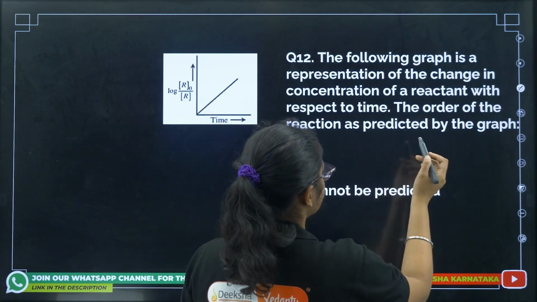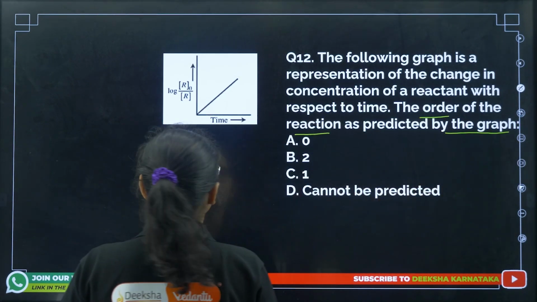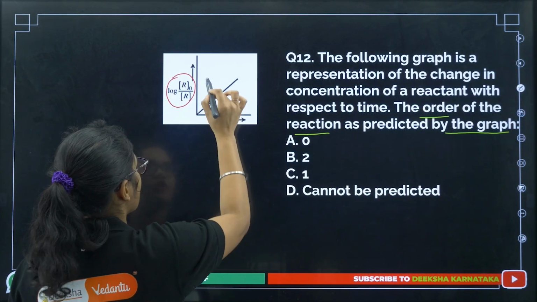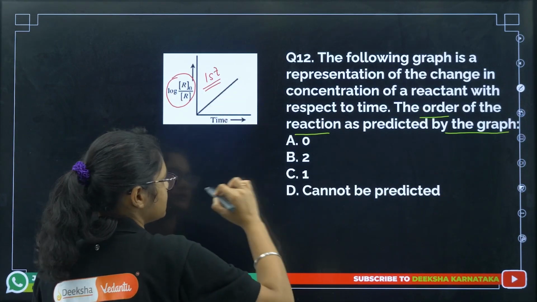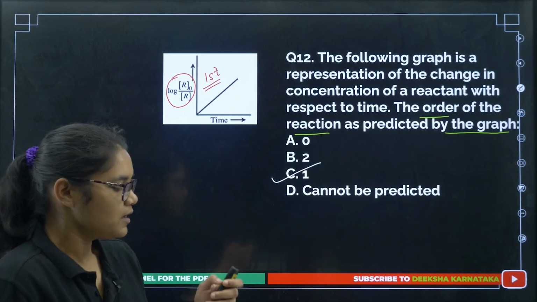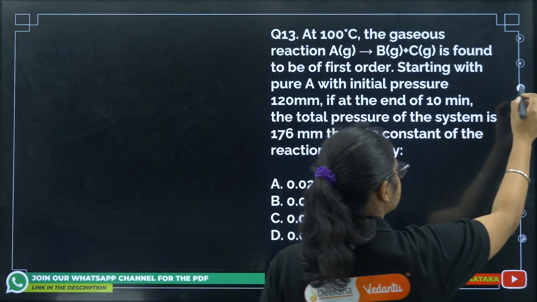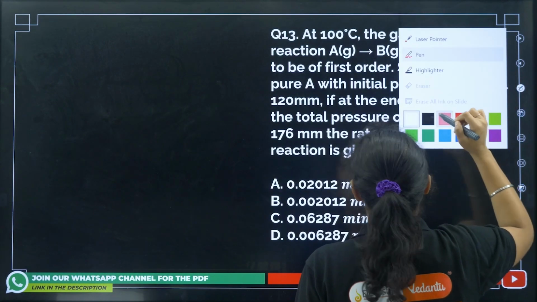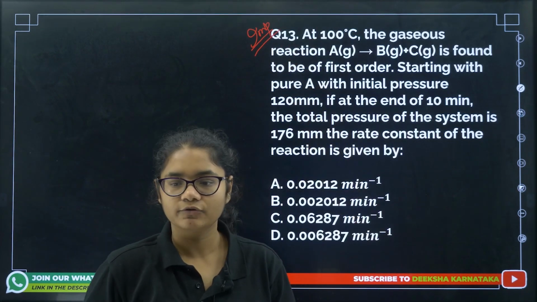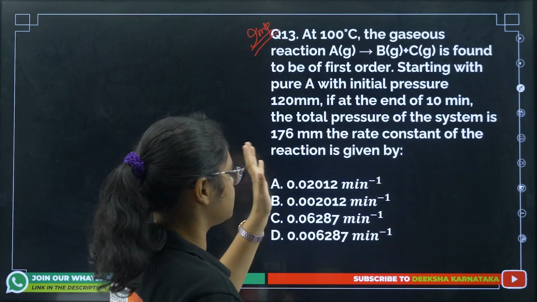The graph is given, the order of the reaction as predicted by the graph. So if you see here, a log term is there, right? Log term, if you see, you can blindly say it is first order reaction. The correct answer will be option number C. Okay, fine. Next, coming to question number 13. Yes, this is an important question.